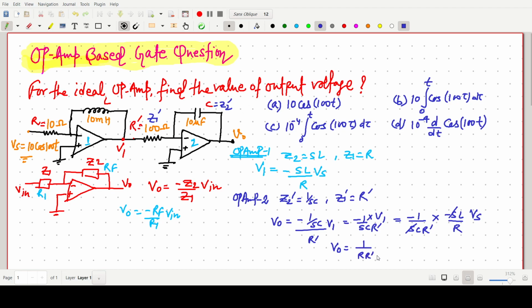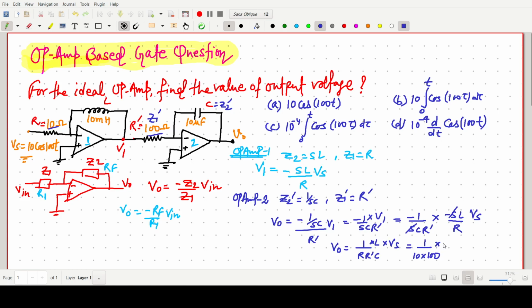So the V naught value will be 1 by R dash C into L into Vs. Now we have to put the values. R value is how much? R is 10, so write it 10. R dash value is 100, so I am writing 100. R is 10. L is 10 milli.